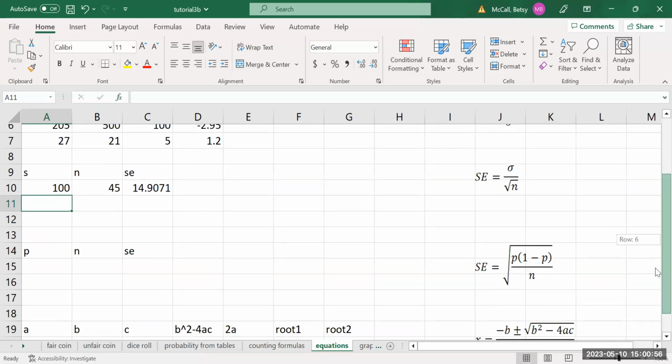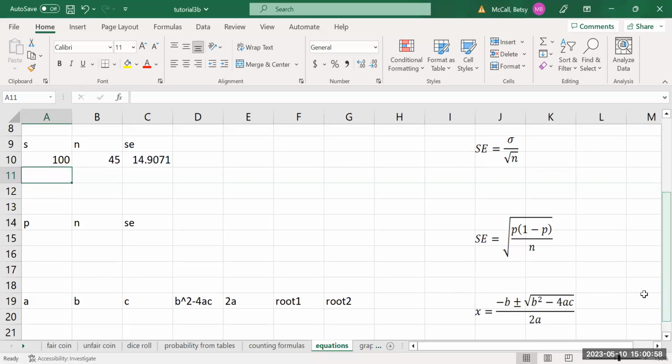Now, the formula for the proportion standard error is a little more complicated. Everything is under the square root. So let's say we have a proportion of, let's say, 46%, and we took a sample size of 700. Sample sizes in proportion problems are usually much larger than sample sizes in problems involving means.